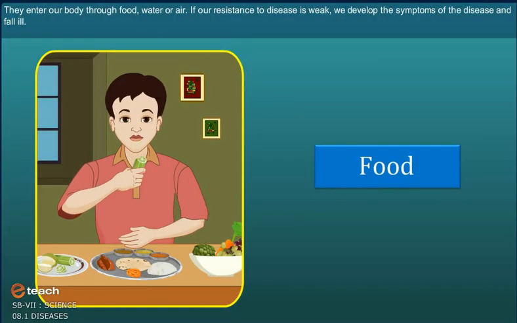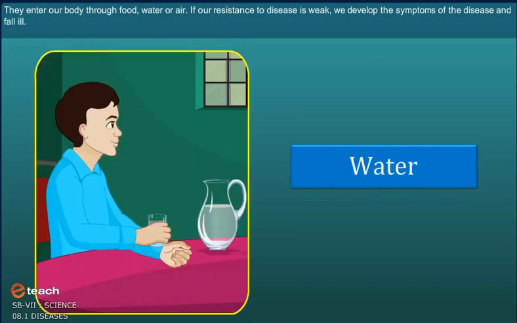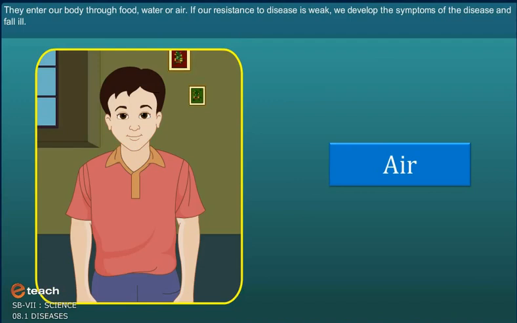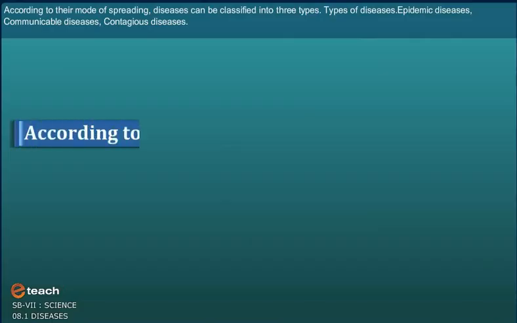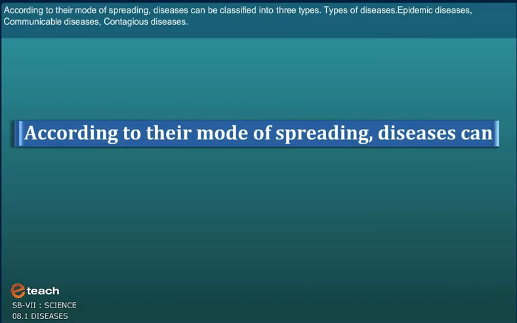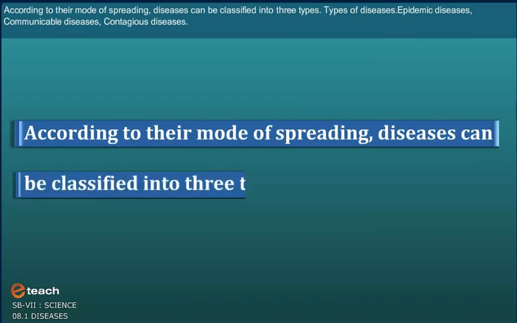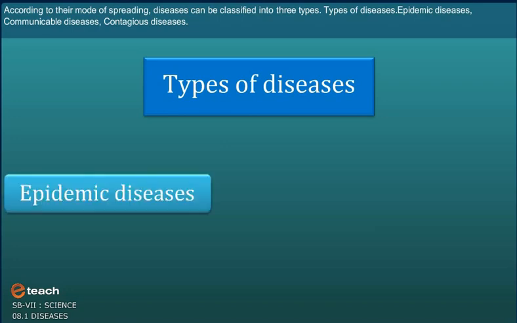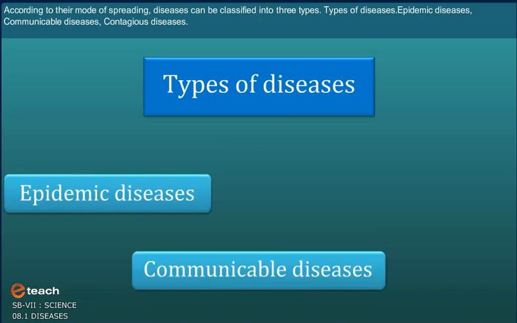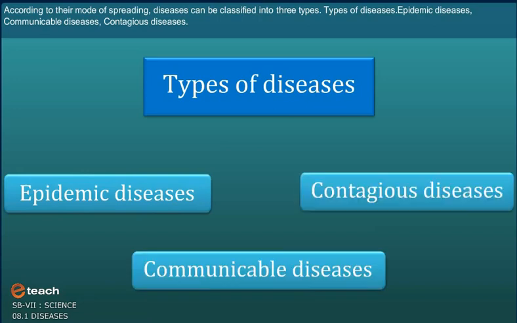They enter our body through food, water, or air. If our resistance to disease is weak, we develop the symptoms of the disease and fall ill. According to their mode of spreading, diseases can be classified into three types. Types of diseases: epidemic diseases, communicable diseases, contagious diseases.